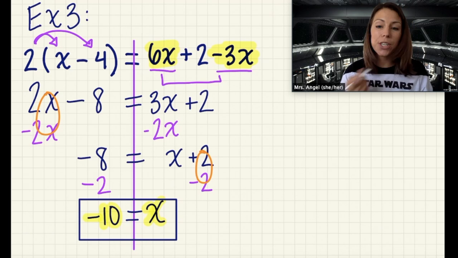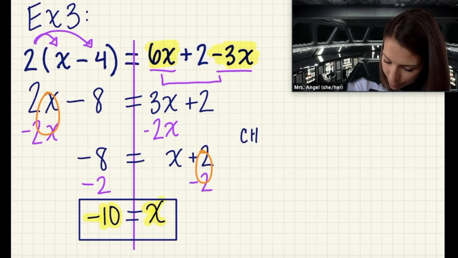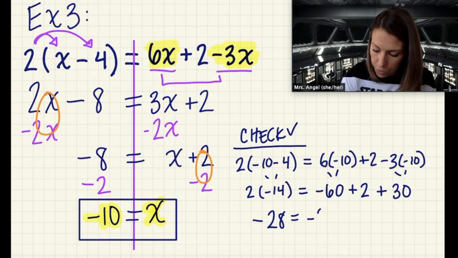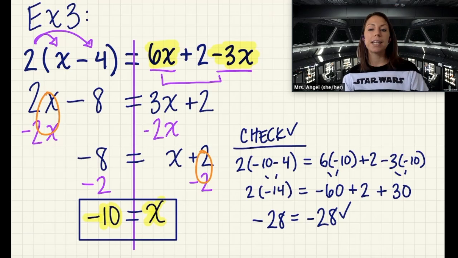That's awesome. Let's go ahead and check. -30 is -28, so that goes to show my solution was correct. Yay!